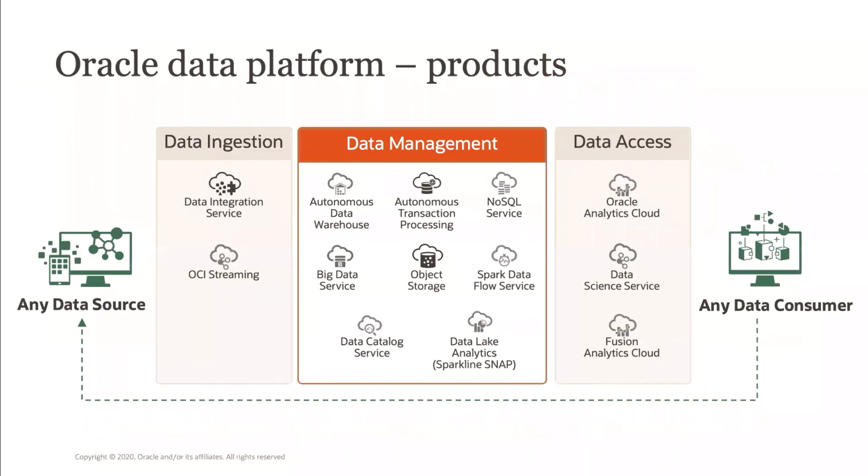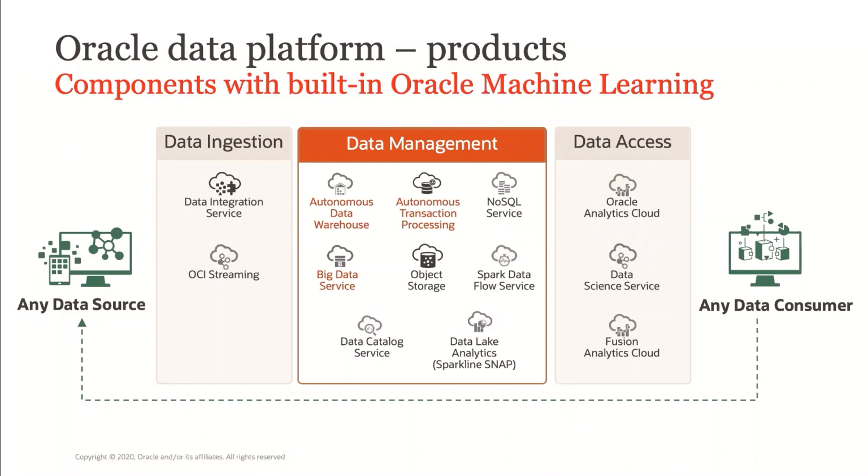You have Big Data Service. So the idea is, for now, these are the components where our built-in Oracle machine learning algorithms are. They are inside the Autonomous Data Warehouse, the Autonomous Transaction Processing, and in the Big Data Service. We are working to get it running as well with the Spark Data Flow service, the OCI Data Flow as well.